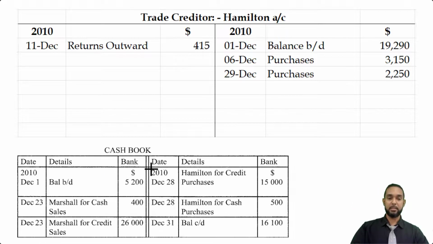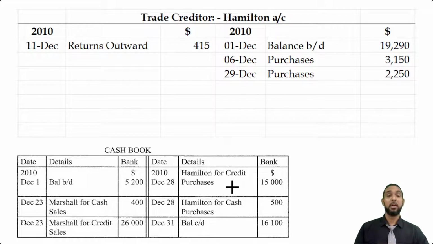Well, we had two items for Hamilton on the credit side, did we not? We had Hamilton for credit purchases and Hamilton for cash purchases. So just like we said, the cash purchase, that will be debited to purchases and credited to cash. Hamilton's account will not form part of the double entry and hence will not be affected by the cash purchase. The payment for credit purchases, yes. So it's on the credit side here.